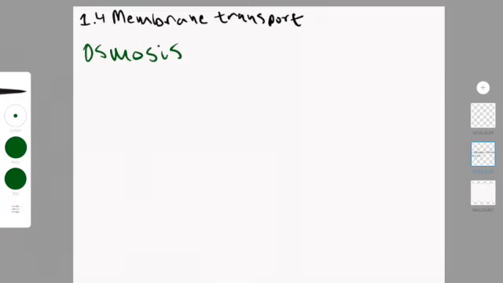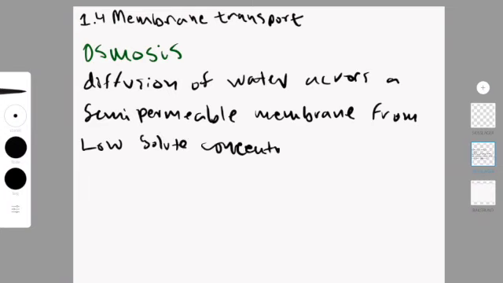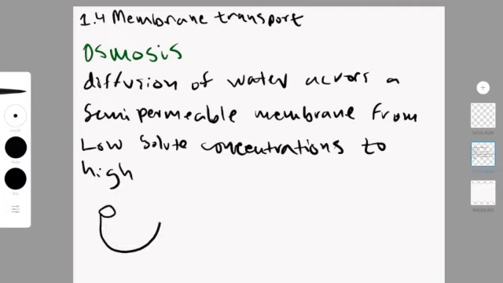Now we're going on to osmosis. Osmosis is the diffusion of water across a semi-permeable membrane. It goes from a low solute to a high solute concentration. No ATP is needed here either, so no energy is needed. Essentially, instead of moving the actual molecules or compounds, you're moving the water. The water is moving from one side to the other.